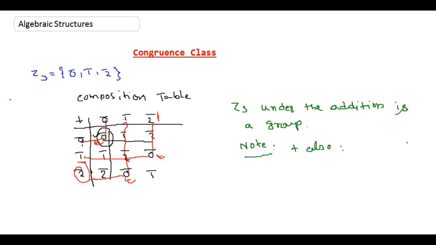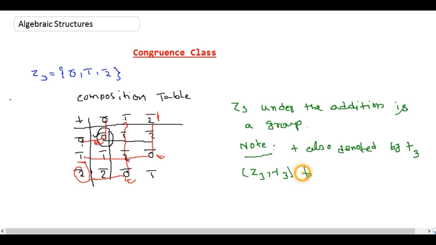Note that in some books, addition is also denoted by the sign plus 3 for the group, for the set J3. So it's also right. So what we write is: J3, plus 3 forms a group.